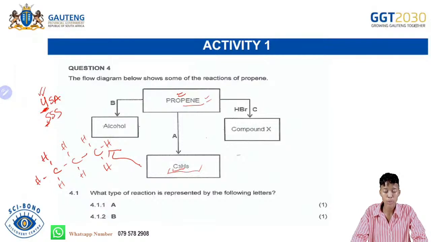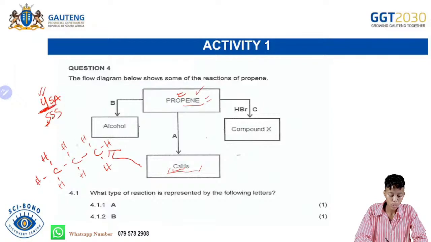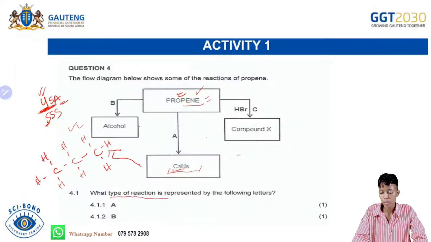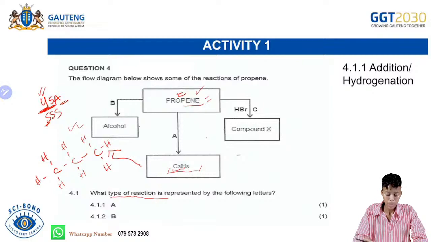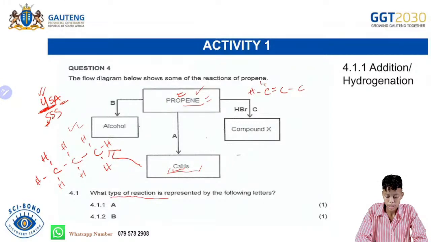And then you are moving from a double bond, which is unsaturated, to a product that is saturated because we do not have double bonds or triple bonds. So what is the type of reaction? It is therefore going to be an addition reaction. But what type of addition reaction? If you are moving from a propene, so this would be the structure of a propene.